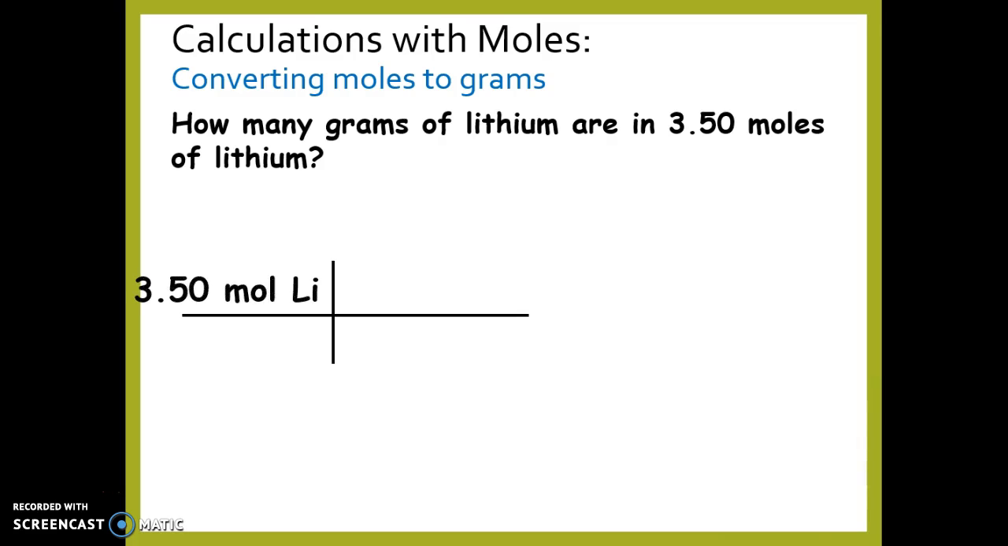There we go, 3.5 moles of lithium. What are we trying to find? How many grams of lithium? Very good. So we have grams of lithium. Now you noticed that little square from the periodic table popped up. That is because we're going to need it.